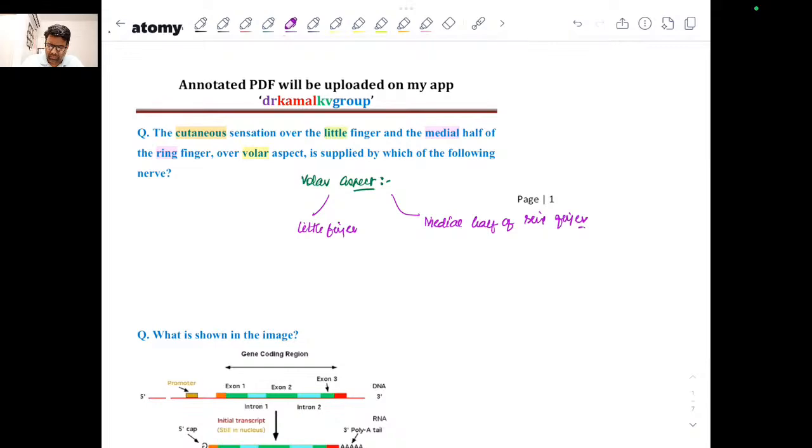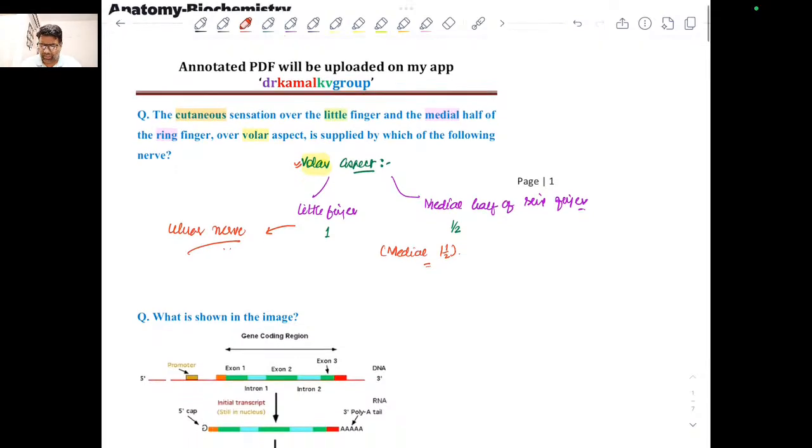This is commonly taught as medial 1.5. So medial 1.5 on the volar aspect of the hand is all the territory of, I think all of you can answer this, the ulnar nerve. So you can write medial 1.5. Clear? When it is medial 1.5 over the volar aspect of the hand, it gets cutaneous innervation by the ulnar nerve. That's a very basic question, and I think there is no scope of error in such questions.